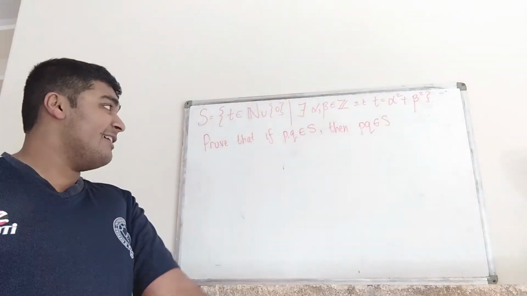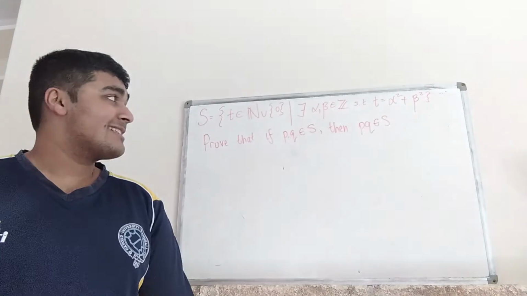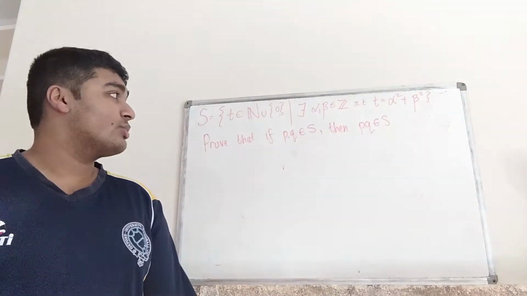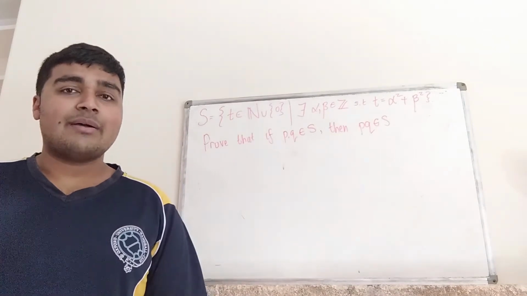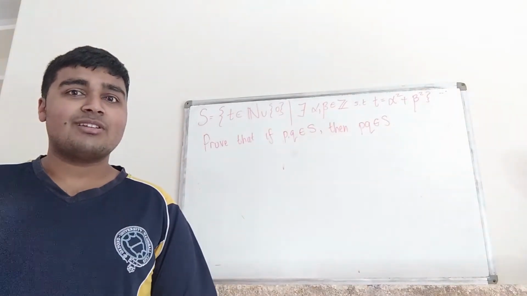Okay, we want to prove that if P and Q are elements of S, then their product, PQ, is also an element of S. So if you want to have a go at this problem, pause the video now and give it a go for yourself, and I'm going to jump straight into a solution.